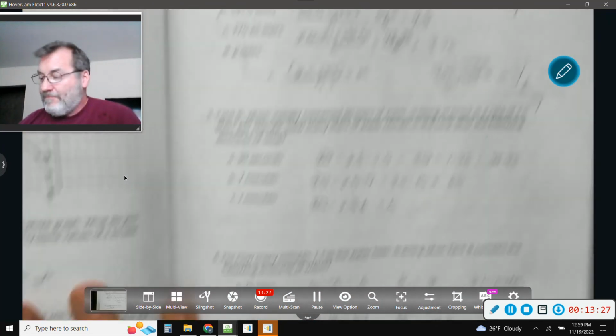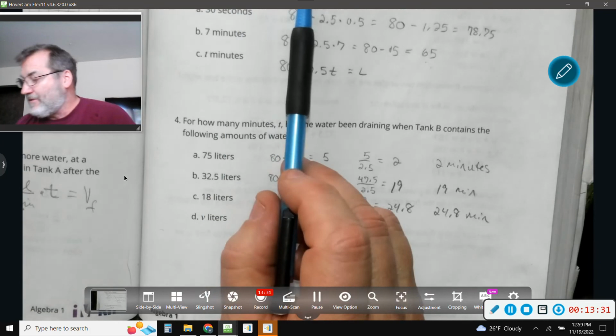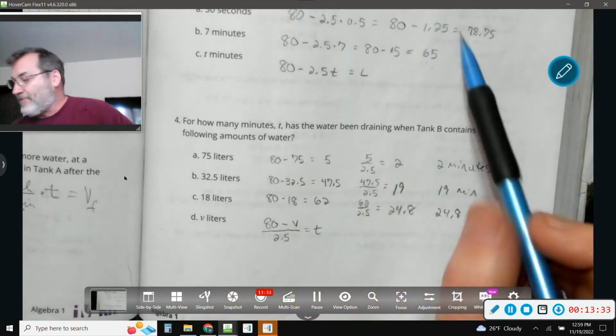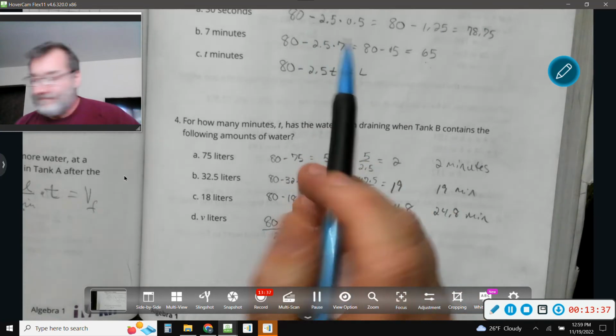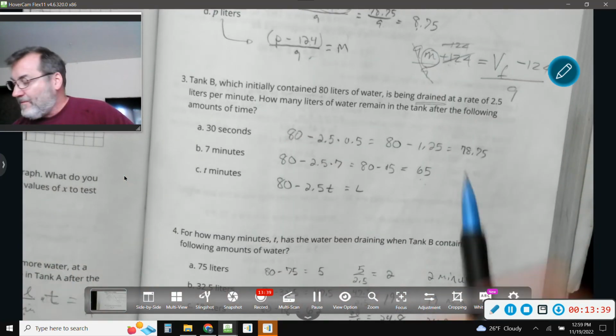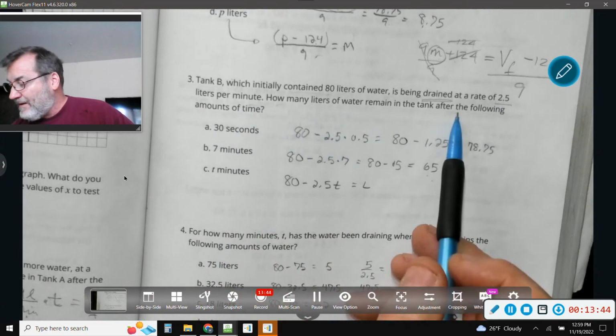And moving on. Number 3. Tank B, which initially has 80 liters of water, is being drained. Now if it's drained, I have to subtract. So if I'm going to be subtracting at a rate of 2.5 liters per minute, how many liters will remain after the following times?